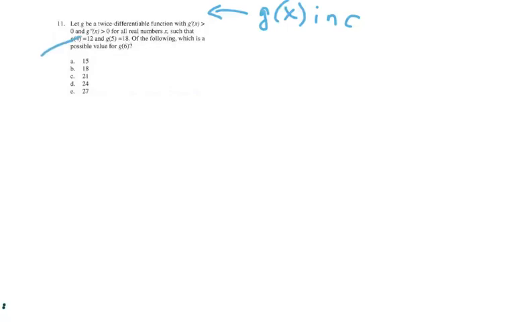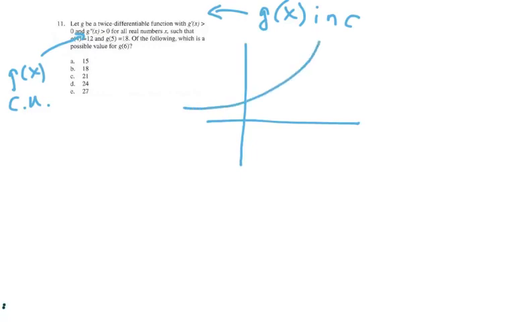All right. Now, g double prime of x is greater than 0. Well, g double prime talks about my concavity. So if my concavity is positive, that means my original function is concave up. So two things that I have figured out from this problem without even reading the rest of it. If I have a function that is increasing and concave up for all real numbers of x, that would look like something like that.